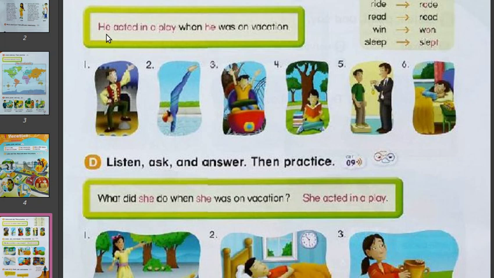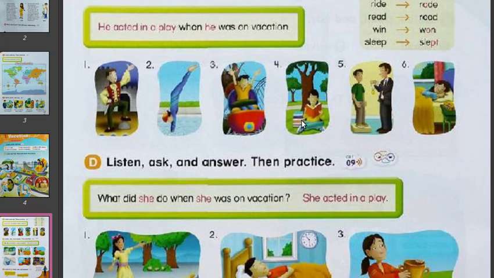We have here the whole sentence: he acted in a play when he was on vacation. Number 1, he acted in a play when he was on vacation. Number 2, he learned to dive when he was on vacation. He rode a roller coaster when he was on vacation, rode a roller coaster.